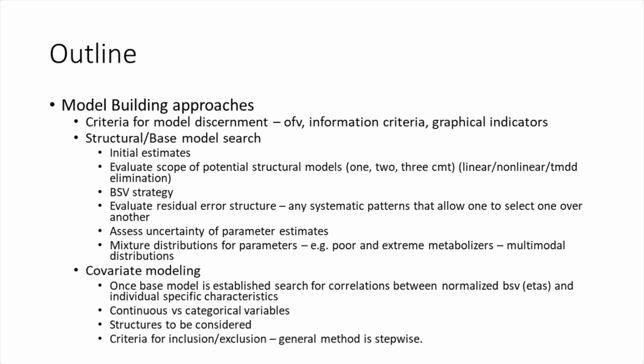We will then touch on basics of covariate modeling. So once you establish this base model, you search for correlation between normalized distributions of the individual parameters, we call those the etas, and individual specific characteristics. One could consider continuous versus categorical variables and structures that describe those relationships. And then what are the criteria for inclusion or exclusion? For the purposes of this part 2 vignette, we will cover the basics of a stepwise covariate modeling strategy.